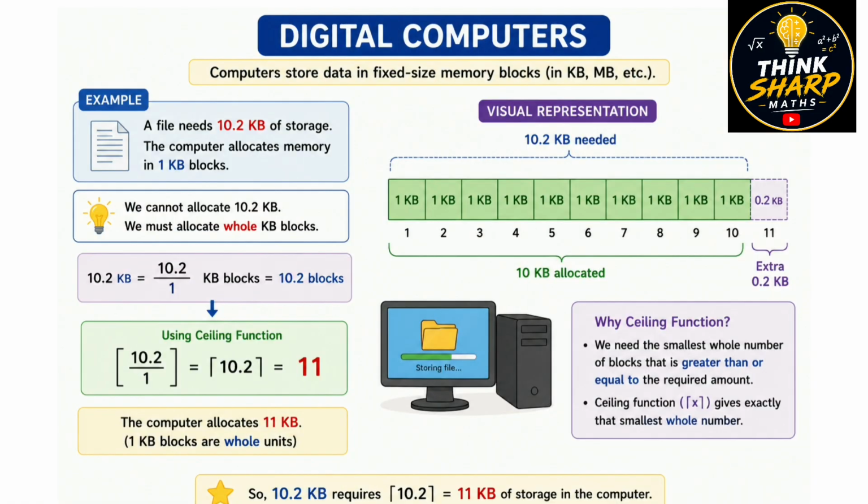Now another example we will take from digital computers. Computers store data in fixed size memory blocks like KB, MB, GB. Suppose a file needs 10.2 KB of storage and we know that the computer allocates memory in KB blocks. So we cannot allocate 10.2 KB. We must allocate a whole number of KB blocks. So how many KB blocks do we have to allocate for 10.2 KB of storage? We have to allocate the upper ceiling, that is 11 KB. So in 11 KB, 10.2 KB will be used and 0.8 will be wastage, right? So that's why we need the ceiling function here. Ceiling function means here we are using LIF.